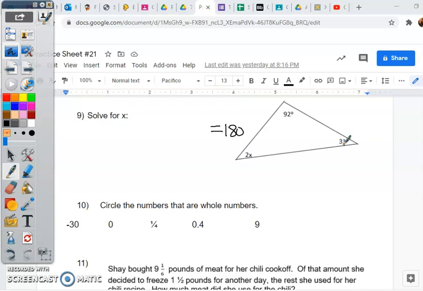Number 10, circle the numbers that are whole numbers. So remember, whole numbers are our counting numbers, but starting at 0. Okay? So no fractions, no decimals. So circle the numbers that are whole numbers. And number 11.